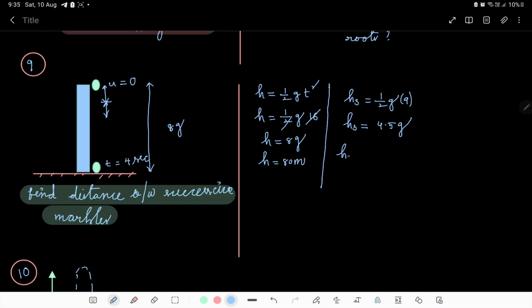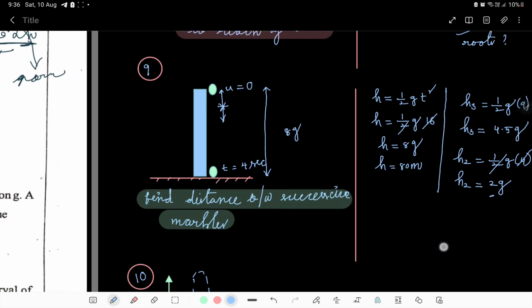In the same way we can write h2, with 2 seconds traveled, therefore that will be 4, so cancel. Therefore h2 equals 2g. That is how we can solve it from one to the next. So that was an easy question.